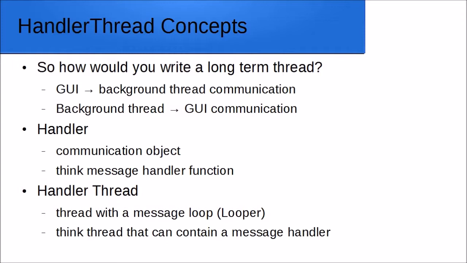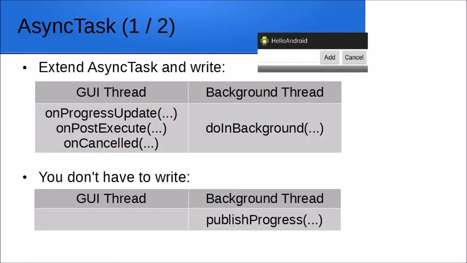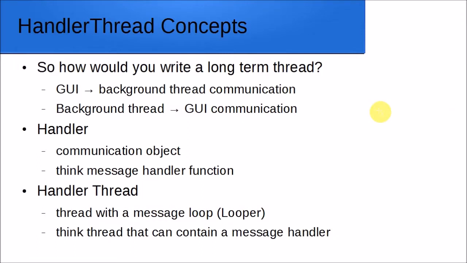Okay. So the basic question is, how do we actually write a long-term thread, or how do we actually communicate between two threads? Previously, with the async task, it's kind of like magic. In the background thread, you call this function, publish progress, and then this function triggers the on progress update function on the GUI thread. It just happens magically. The framework does it for you. The async task class is doing it for you. So how do you do it yourself? That's the key. How do you do these communications yourself?